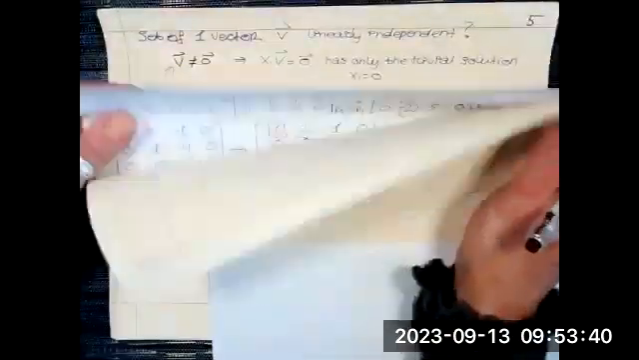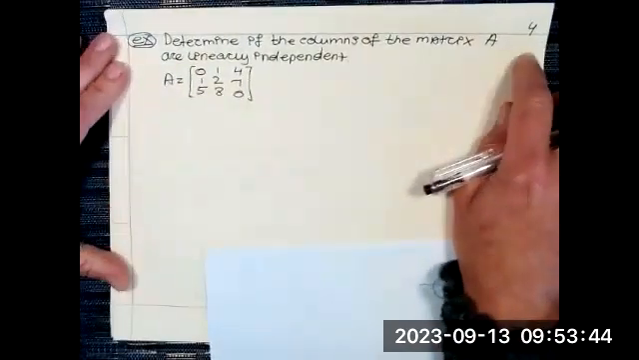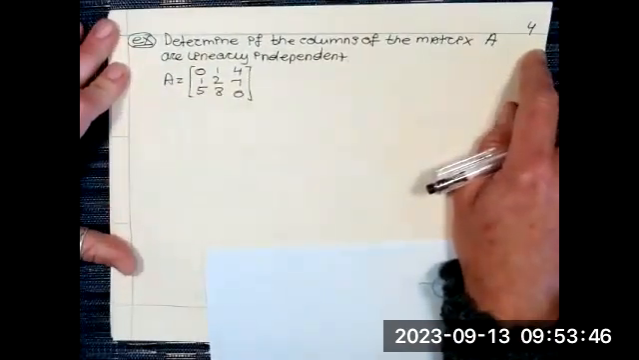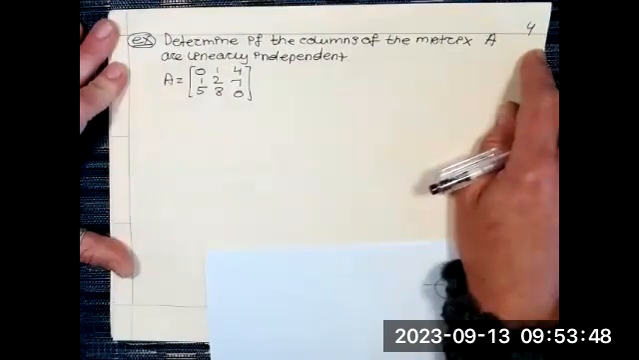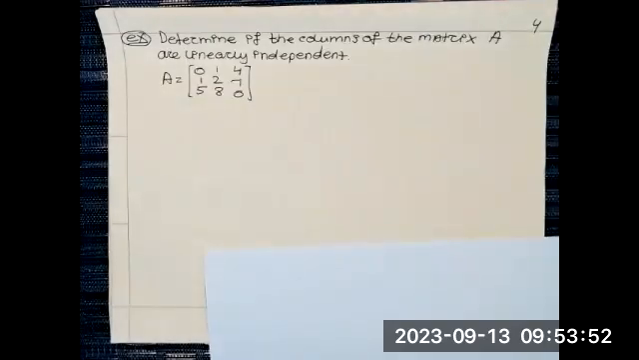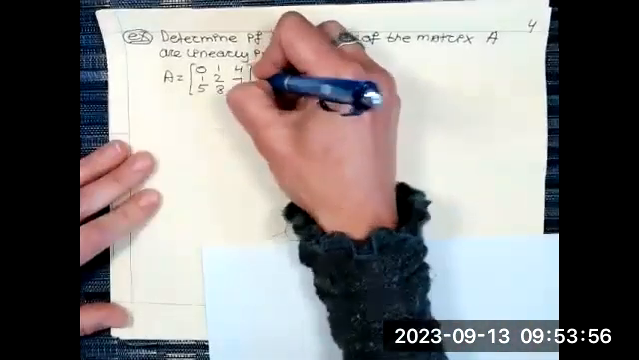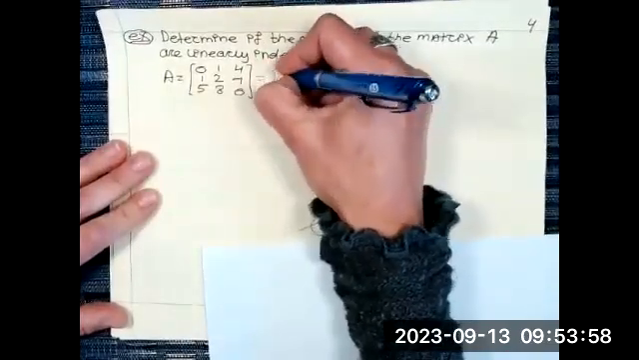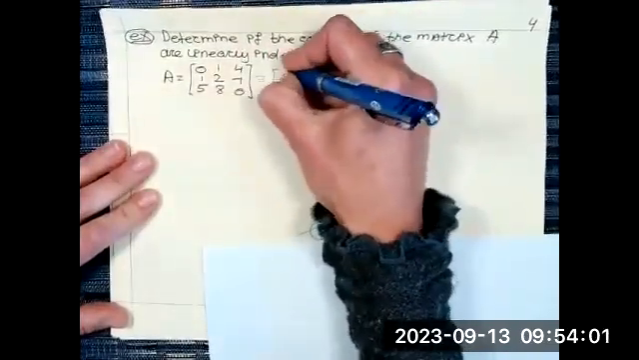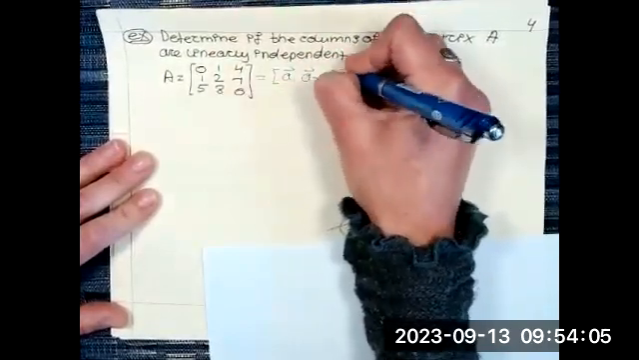All right, so let's do an example here for the matrix. If I'm given the matrix and I want to determine if the columns of the matrix A are linearly independent, it's just like what we did before. I'm looking at my columns as vectors. If I look at my matrix A, it has 3 columns. So I have column A1, A2, and A3.